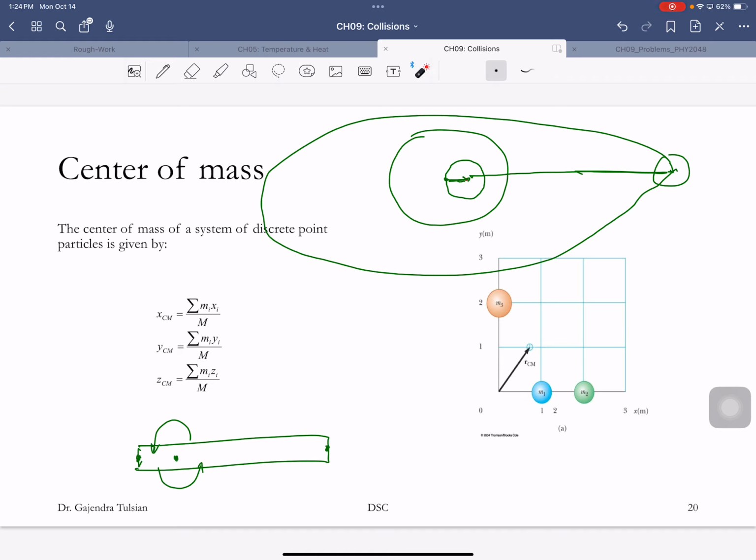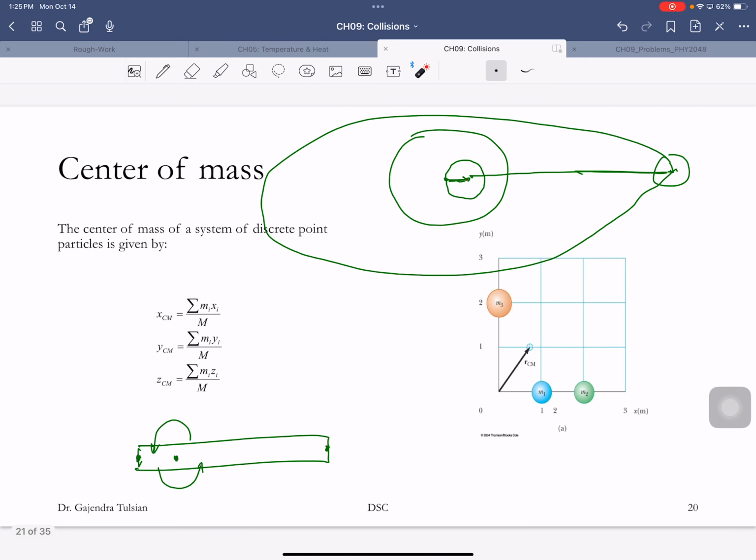But anyway, coming back to this, the center of mass does not have to be within the object. And you saw this last time when I showed you several demonstrations where the centers of mass were outside the object.